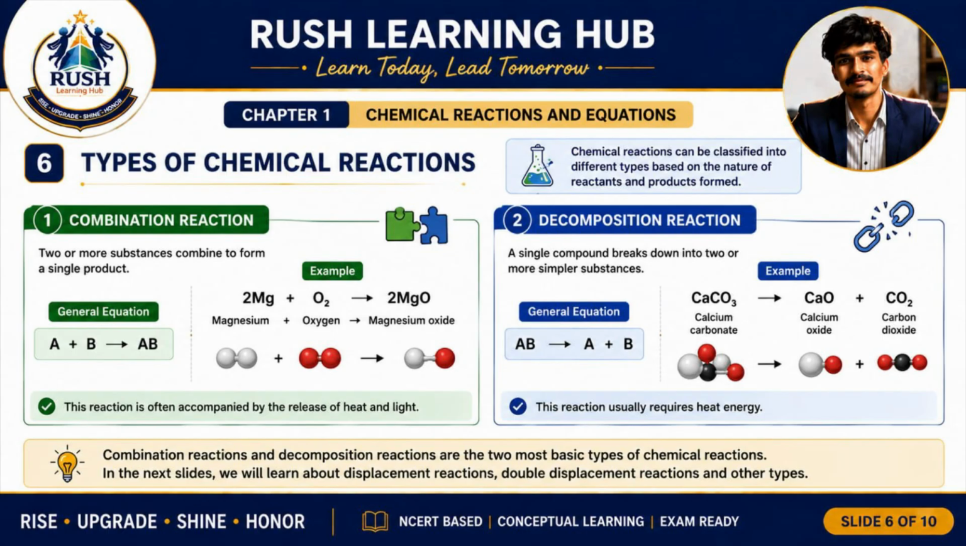Decomposition reactions can also occur due to electricity or light. Depending on the source of energy used, they are classified as thermal, electrolytic, or photolytic decomposition reactions. To summarize, combination reactions form a single product from multiple reactants, while decomposition reactions break a compound into simpler substances. These two reaction types form the foundation for understanding more complex chemical reactions. In the next slide, we will learn about displacement reactions and double displacement reactions.